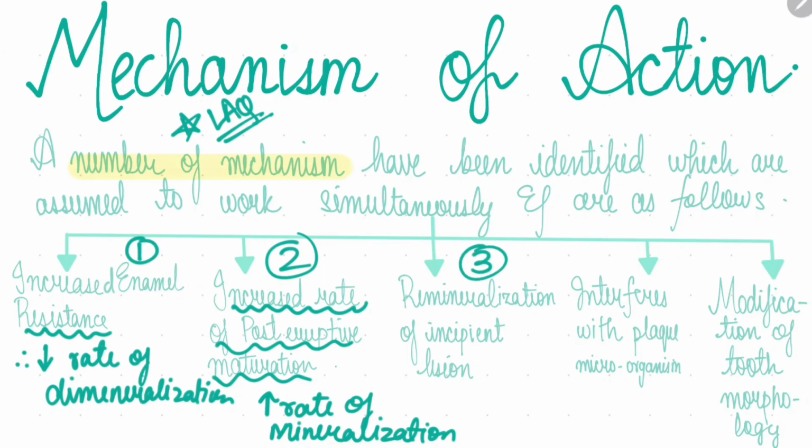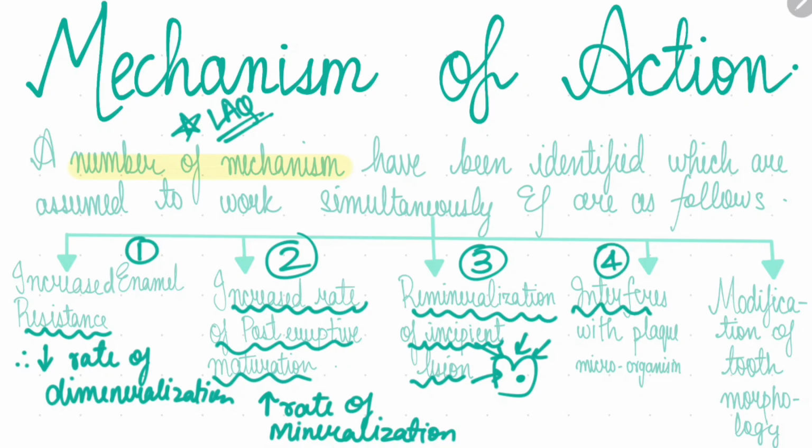Third, we have remineralization of incipient lesion. So what happens whenever there is an attack on the tooth? There is an acid attack on the tooth by bacteria, which causes caries eventually. So first we have an incipient lesion. The lesion is in its starting phase where the enamel can be remineralized. Okay, so what happens here is that fluoride helps in the remineralization of enamel. Which enamel? Which has an incipient lesion.